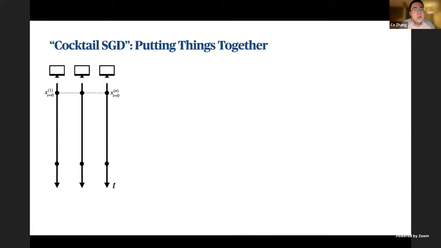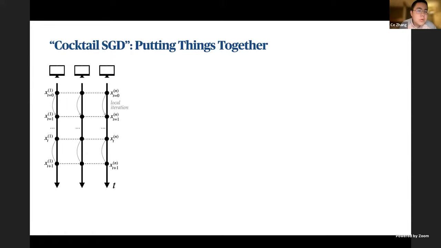Essentially the way to think about it is you have many different machines, and each one of them holds a partition of your data. What they do is keep doing local iterations as if all the other machines do not exist at all. But of course, we need to communicate. So when should we communicate?